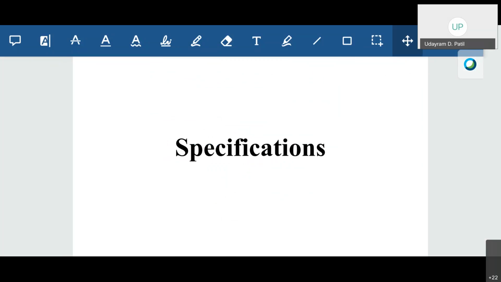So now what is meant by specification? Specification of any item or anything is what is meant by specification. Anything you know about the particular item or the work is known as its specification.